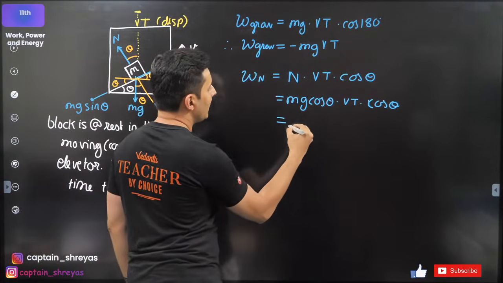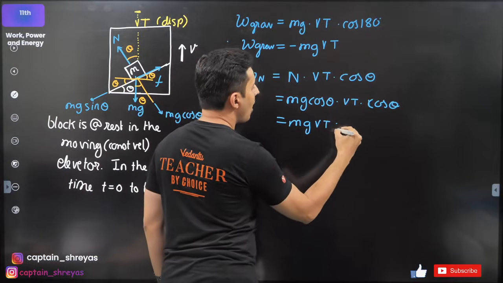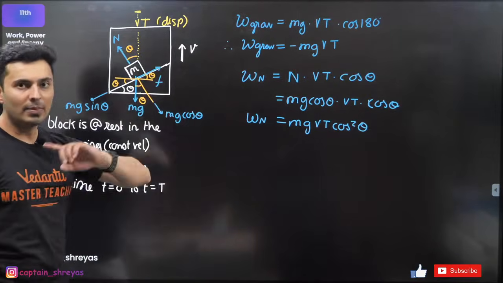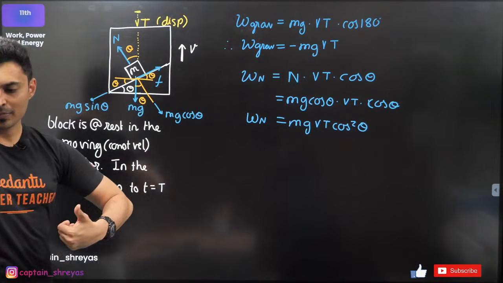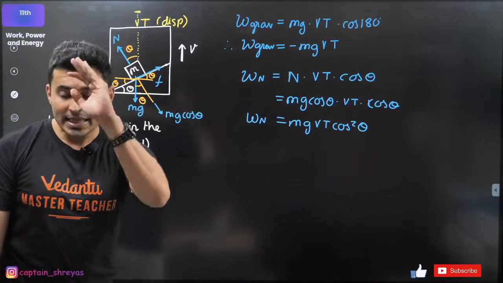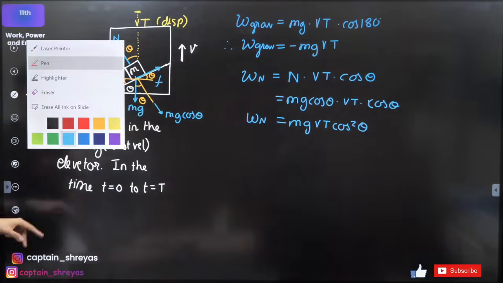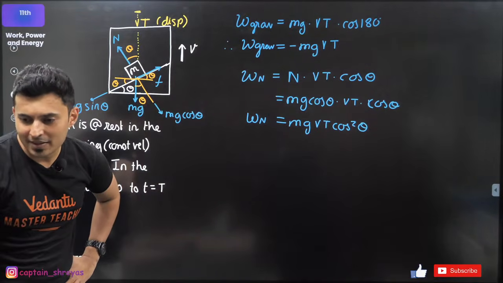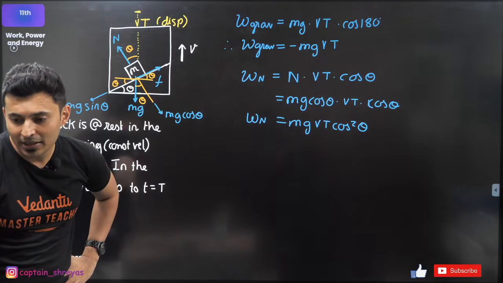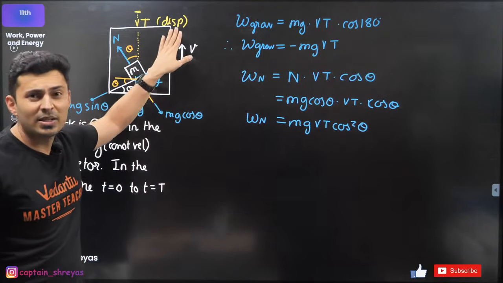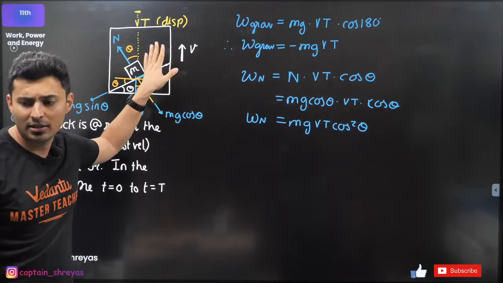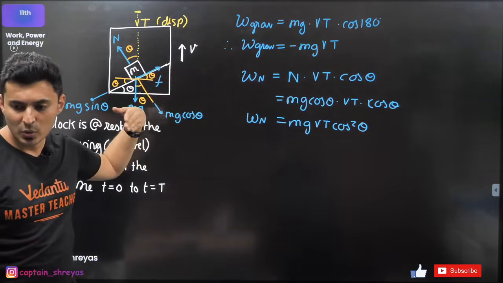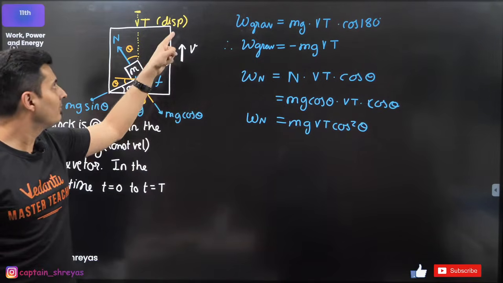So what is the final answer? mg Vt cos square theta. That's the work done by the normal. Everybody with me? Great. Vt, I hope it is understood, because displacement is velocity into time, right? That's how you get it. V into t, speed into time gives you the displacement. That's how I wrote it, V into t.